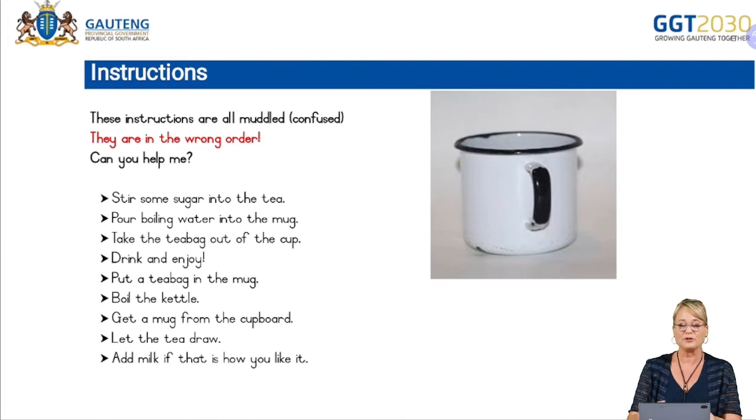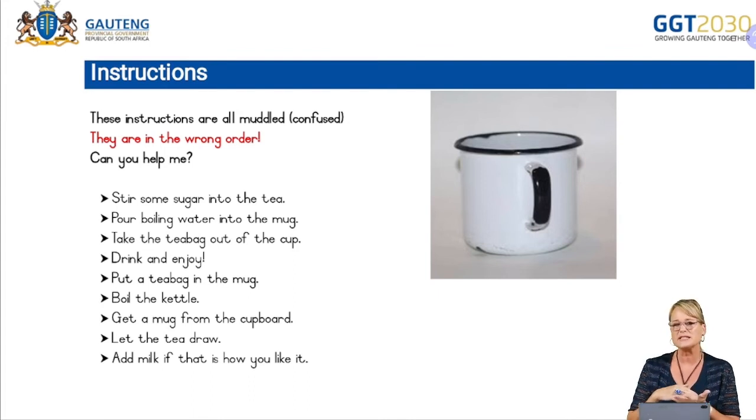Some people like to put sugar in first. So we could put the sugar in, but I think it says stir. So we have to have the water in first. So we're going to pour our boiling water into the mug. We must have put our tea bag in first though. So we have to put a tea bag in the mug, right? Then the boiling water, then the sugar, then our tea has to draw.